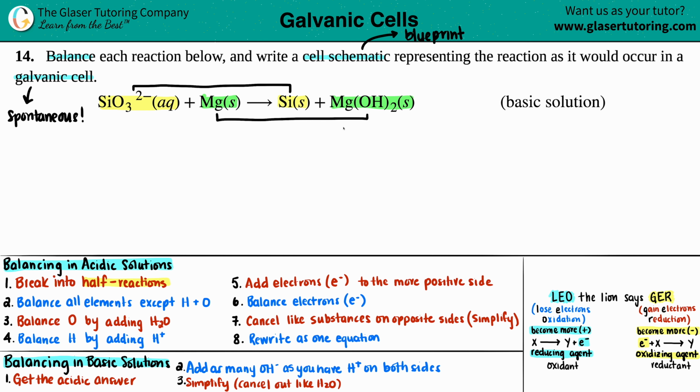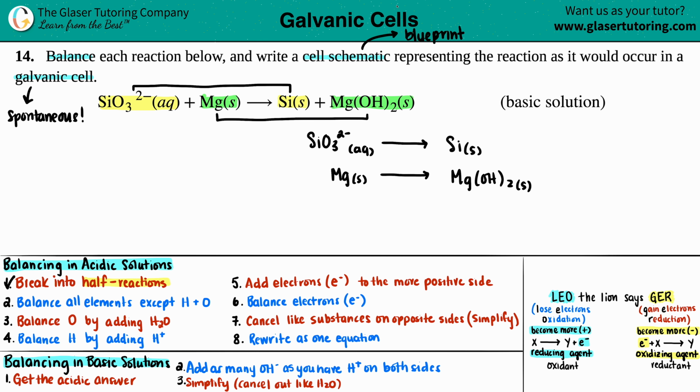And now I'm just going to write it. It doesn't matter which one I write first. So maybe I'll do SiO3 2- and maybe I'll add the states in this case. So SiO3 2- yields Si solid. And then I have Mg solid yields Mg(OH)2, and that's a solid. Okay. So all good here. Let's now go on to the next step.